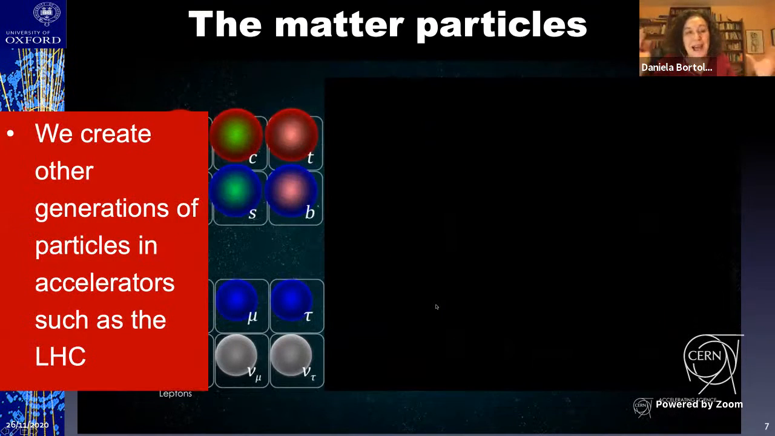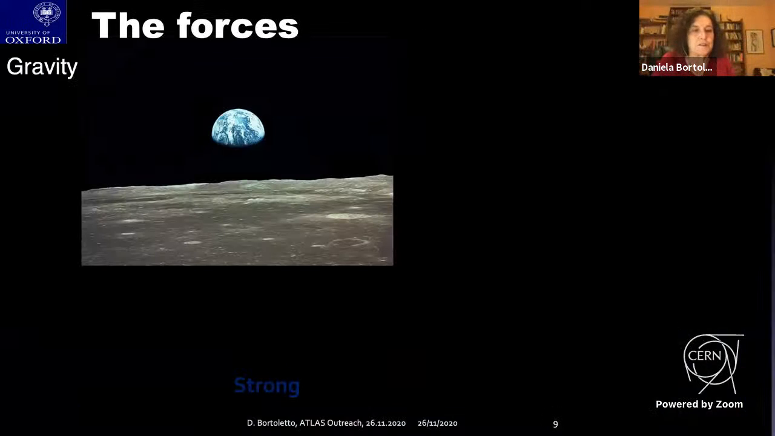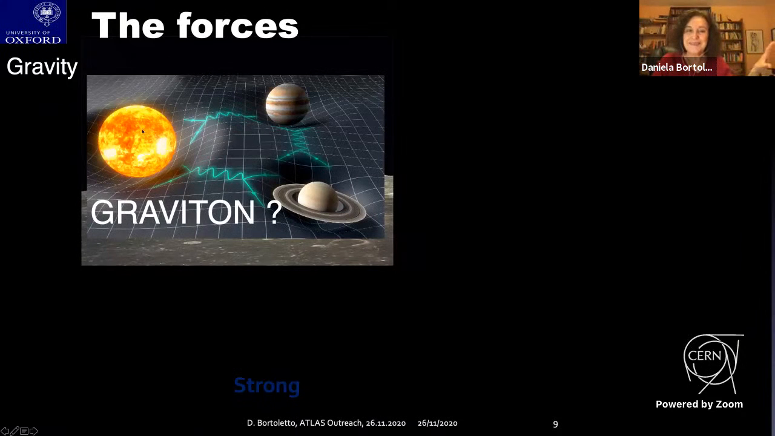And the other particles, the particles of the other generations, are created, for example, in accelerators or in the cosmos or the LHC. But you need energy to create them now, but they existed in the early universe. So then you have the force particles, and you have 4 forces that we know in nature, 4 fundamental forces. One is gravity that binds the solar system. And we think that gravity is mediated by a particle called the graviton. I have a question mark there because we don't have yet a quantum field theory of gravity. And so there is still a question mark with the graviton.